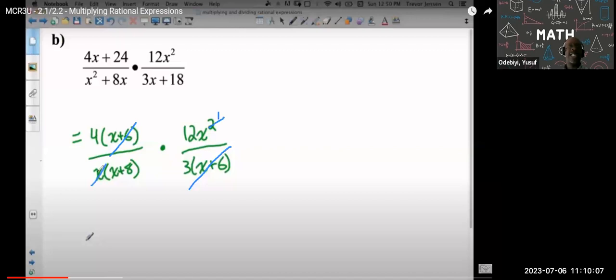Remember, x is like saying x to the power of 1, but you never say to the power of 1, we just say x. If it's x to the power of 1, and then I have here x to the power of 2, I can subtract the exponents, 2 minus 1. And then my expression is going to be more simplified. So let's continue.